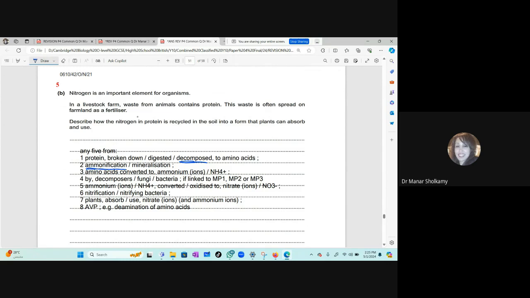Decomposed, ammonification. It's right there. Converted into ammonium ions, but ammonium ions converted to nitrate ions. They will convert through nitrification, nitrifying bacteria, and deamination. Yes, deamination of amino acids. Okay, the mark scheme throws the keywords, but they don't put them in order. It's your job to put it in order in a nice, decent sentence that are linked.